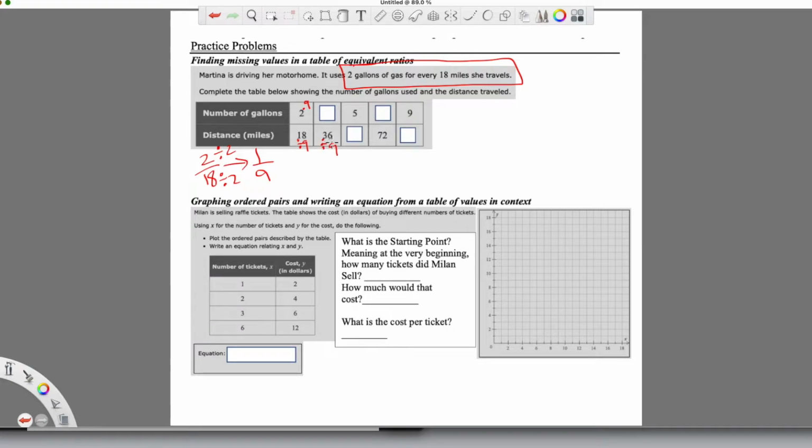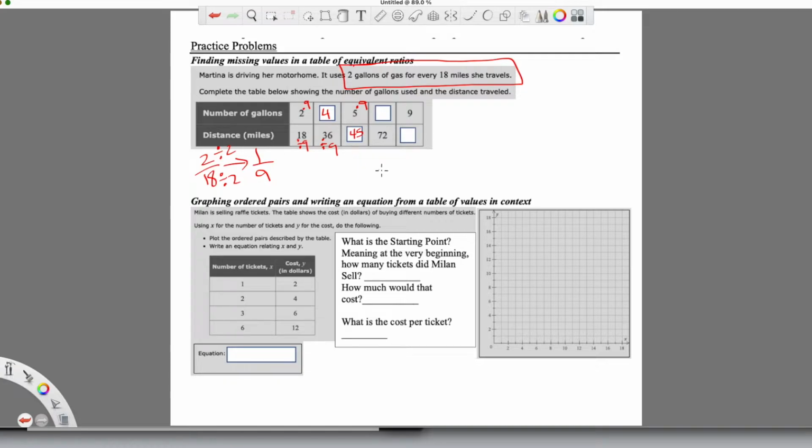36 divided by 9 is 4. So if she drives 36 miles, she uses 4 gallons. In this third one, I'm given my number of gallons, so I'm going to multiply by 9, because for every single one of those gallons she used, she drove 9 miles. So 5 times 9 is 45, so she must have driven 45 miles.